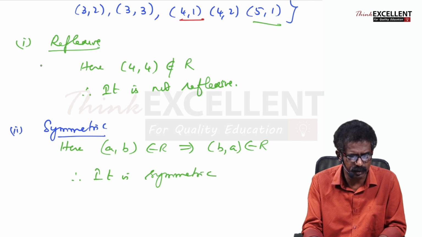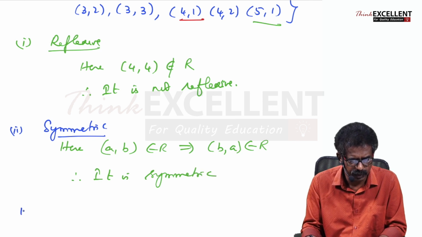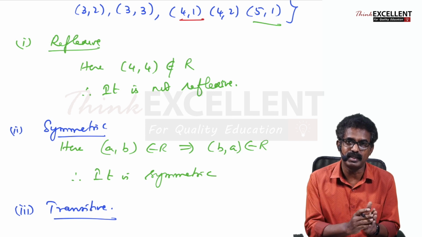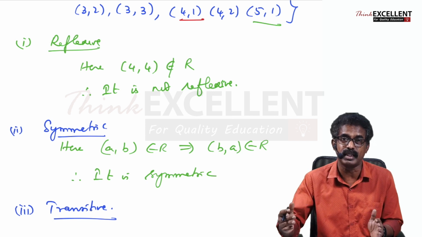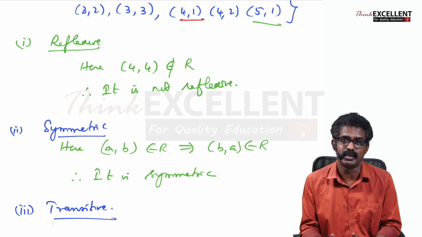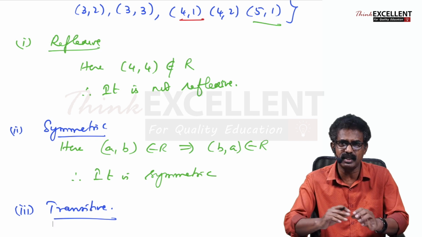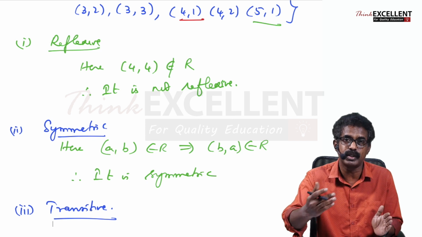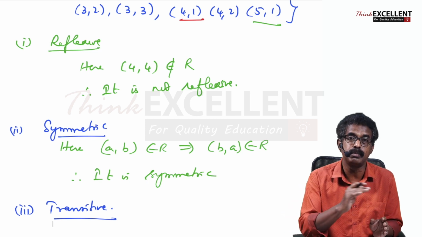Now we check the third one. What's the third one? Transitive. Here also there is a condition, but a double condition, right? A is related to B and B is related to C. Then only you have to check it. If the left side does not exist, no need to check anything. A is related to B, then that B is related to C. Then A must be related to C.